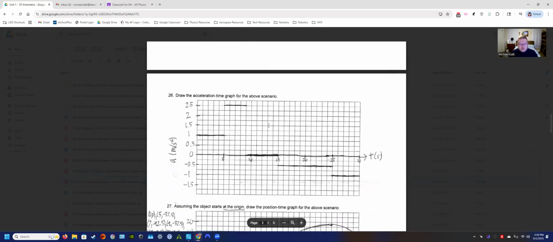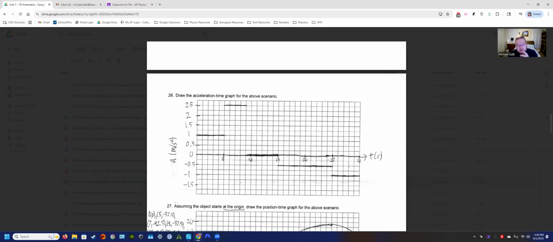So from 0 to 5 seconds, we have an acceleration of 1 meter per second squared. From 5 to 9 seconds, an acceleration of 2.5 meters per second squared. From 9 to 15, 0. From 15 to 25, negative 0.5 meters per second squared. And from 25 to 30, negative 1 meter per second squared.